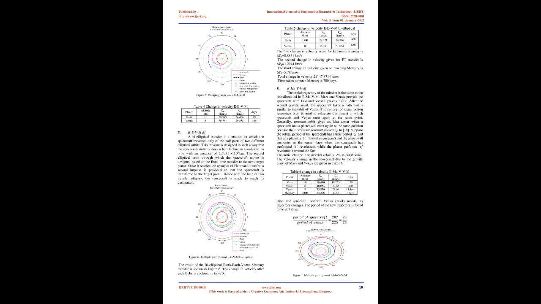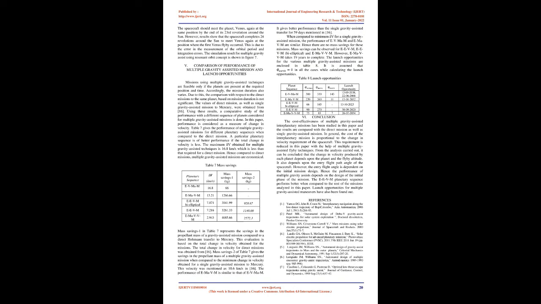EEVM Bi. A bi-elliptical transfer is a mission in which the spacecraft traverses only half parts of 2 different elliptical orbits. This mission is designed in such a way that the spacecraft initially does a half-Hohmann transfer to an orbit with an apoapsis of 1.6875 × 10^8 km. The second elliptical orbit through which the spacecraft moves is designed based on the fixed-time transfer to the next target planet. Once it reaches the apoapsis of the Hohmann transfer, a second impulse is provided so that the spacecraft is transferred to the target point. Hence, with the help of two transfer ellipses, the spacecraft is made to reach its destination.